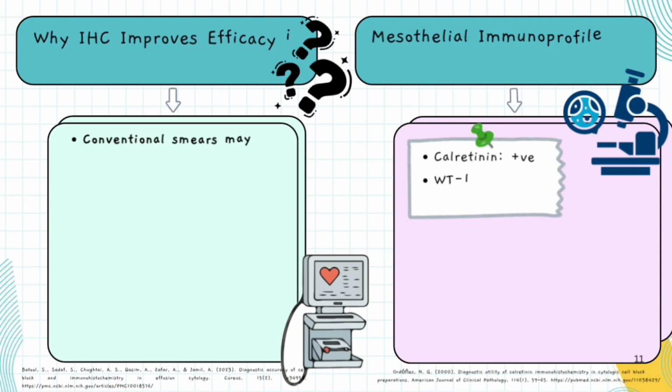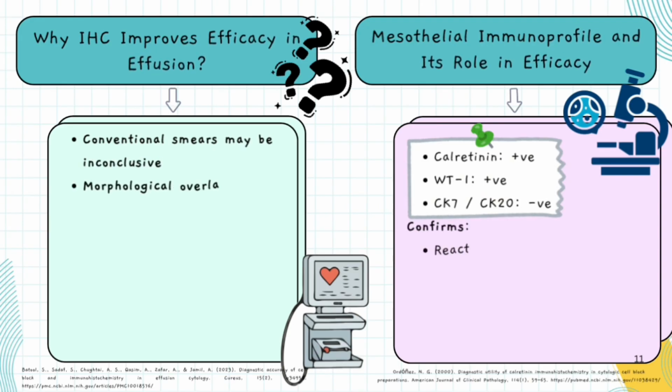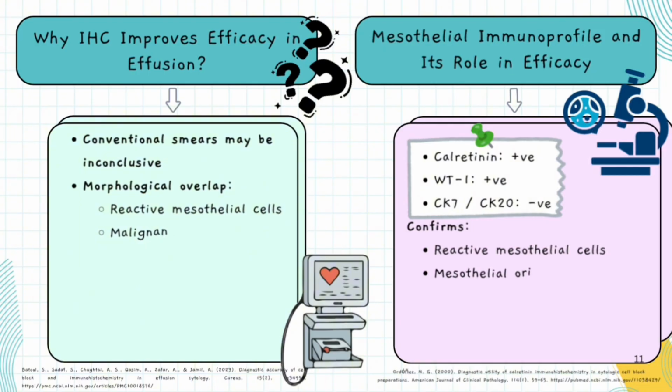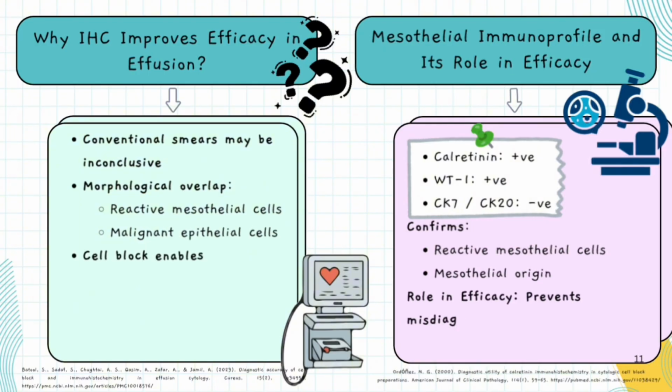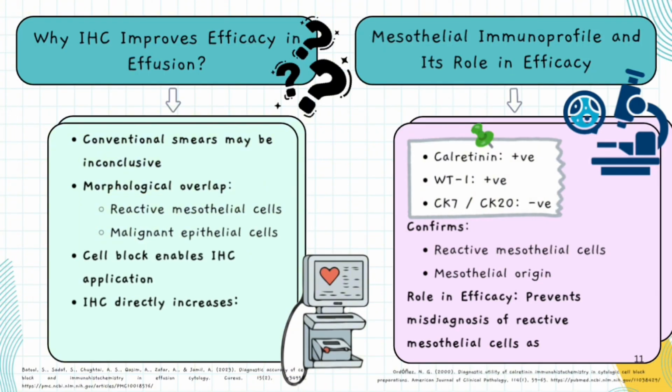Why does cell block improve efficacy in effusion? Conventional smears in serous effusion cytology often have limited efficacy because reactive mesothelial cells can resemble malignant epithelial cells, leading to inconclusive or false negative results. The cell block technique allows paraffin-embedded material for immunohistochemistry (IHC), which adds marker-based evidence to morphology and increases sensitivity, accuracy, and overall diagnostic confidence. Mesothelial immunoprofile and its role in efficacy.